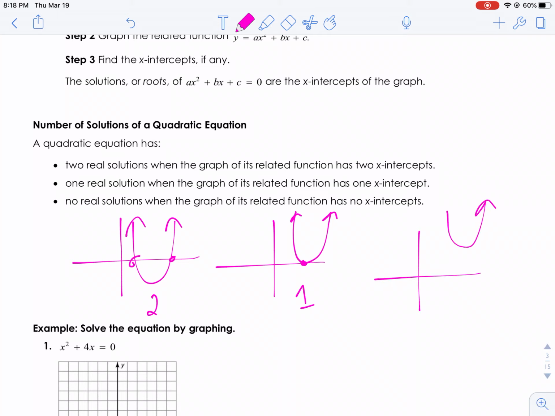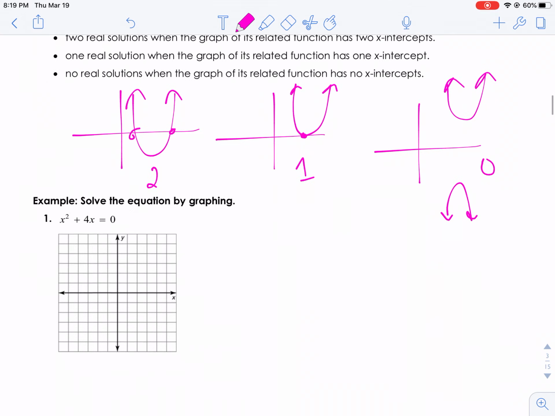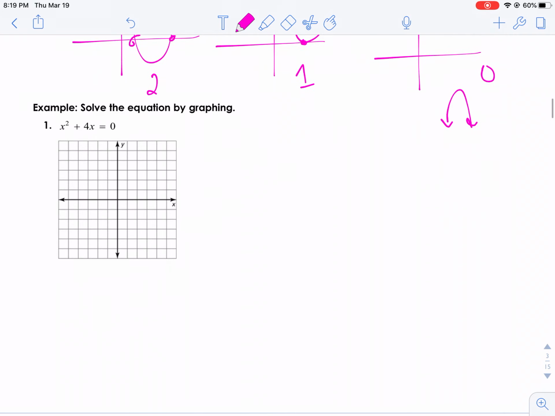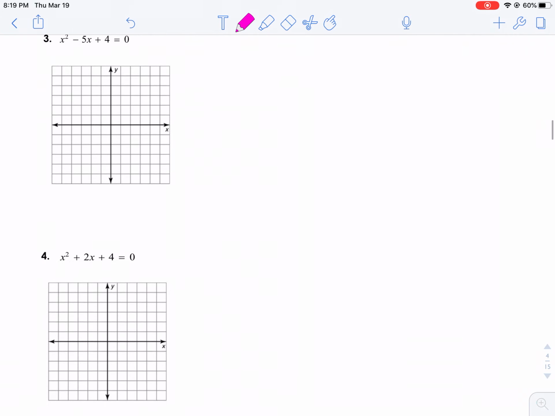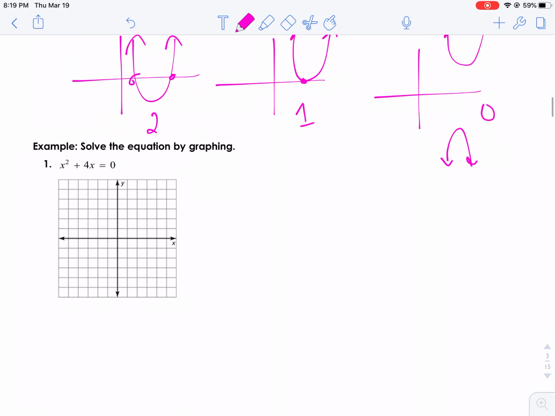You could have one solution if the vertex of your graph is your x-intercept, so it's only really crossing once. And you could have no solution if there is no x-intercept, so your parabola is above it and opens upward, or below and opens downward. That would have zero solutions. So those are our three possibilities. So we're going to be looking at four examples to go through these.